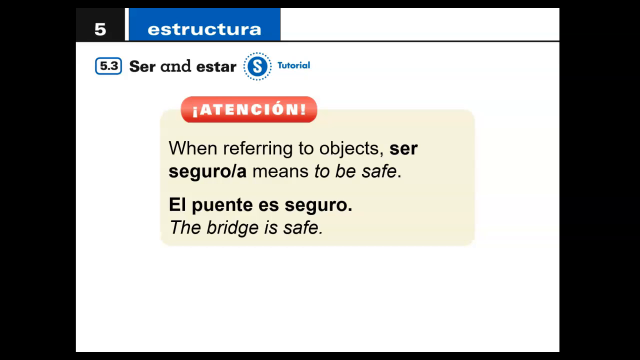Something to be aware of when you're referring to objects. Ser seguro means to be safe, with inanimate objects, not living things. So for example, it says el puente es seguro. That means the bridge is safe. Sometimes in English, in a very old phrase, you could say, this bridge is sure, like they're sure of it. It means it's sturdy, it's safe. That is how it comes across in English.